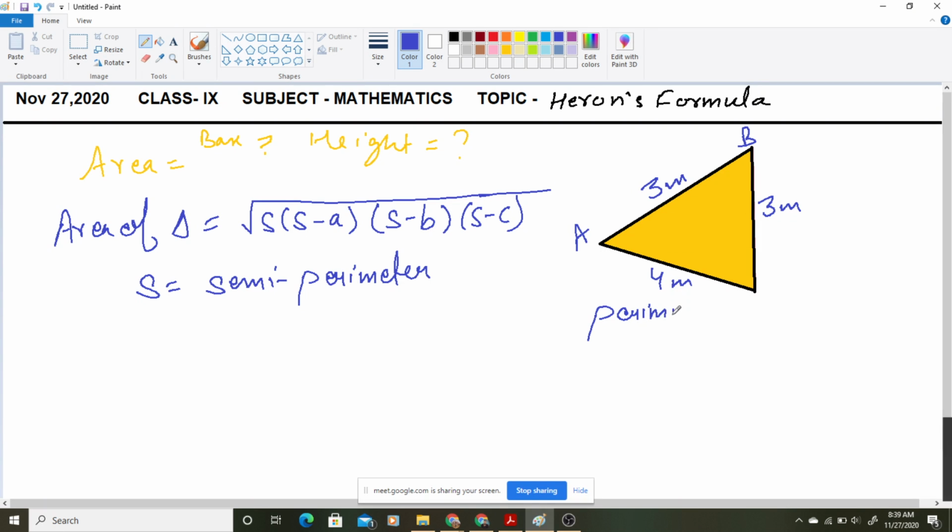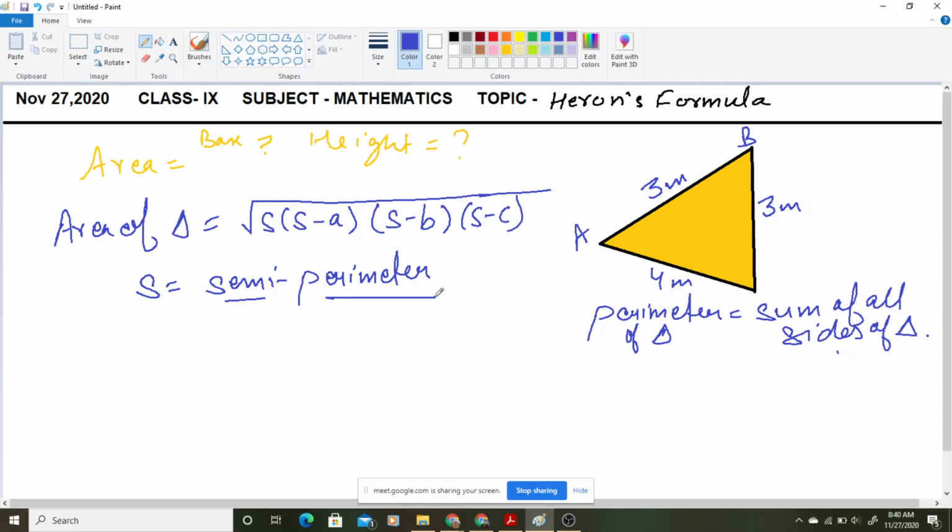Perimeter is what? Perimeter is the sum of all sides of this triangle. Okay, of any triangle. So perimeter of a triangle means sum of all sides. When I am writing this word semi perimeter, that means half of the perimeter. इसका मतलब है half. Just you need to remember this thing.